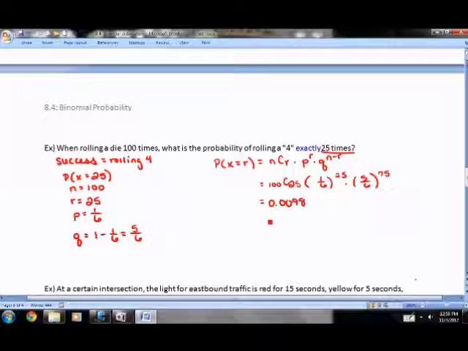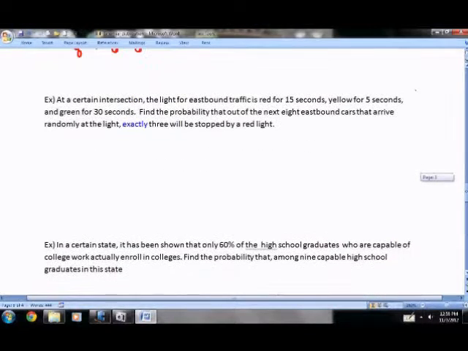0.0098. Okay, or if you want to round that, it's going to be 0.01. Or in other words, that means that you have about a 1% chance of getting 25 4s when rolling a die 100 times. Okay, so let's look at a couple more problems.